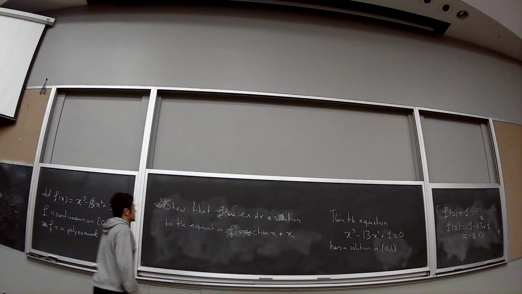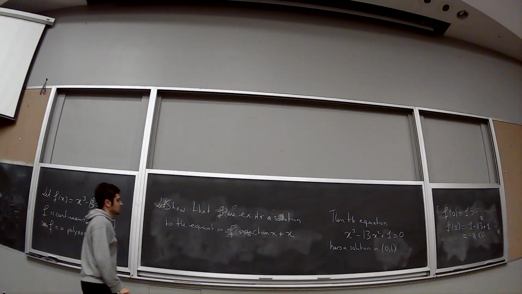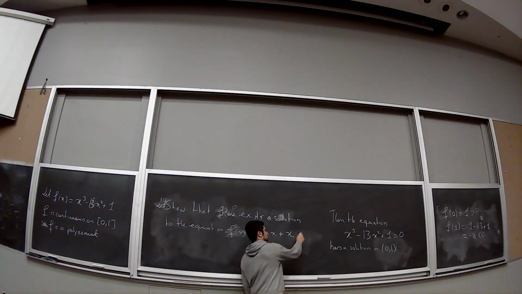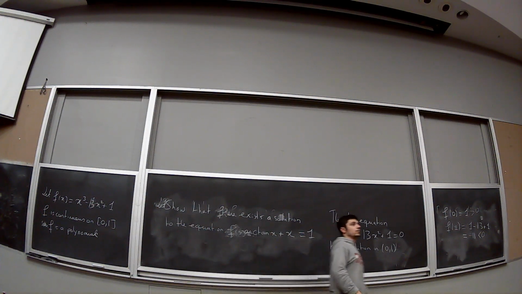Arctan x plus x is equal to 1. Are we good with tan? Yeah. Show that there exists a solution to the equation arctan x plus x is equal to 1.